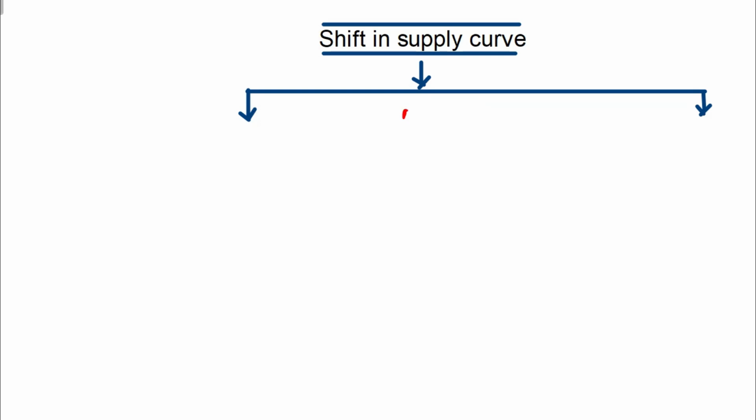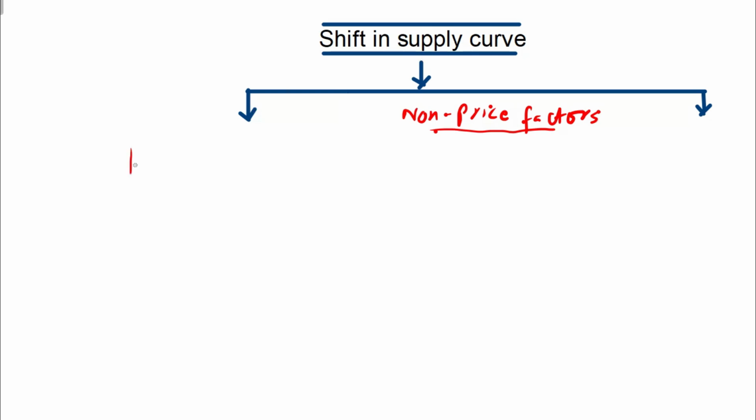So what causes shift in supply curve? Non-price factors. These are the factors other than price, such as cost of production, climatic change, technology, change in technology. And similarly, we have other factors like indirect taxes and subsidies that basically cause shift in supply curve, right? So shift is divided into further two types.